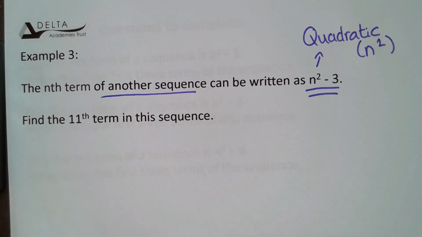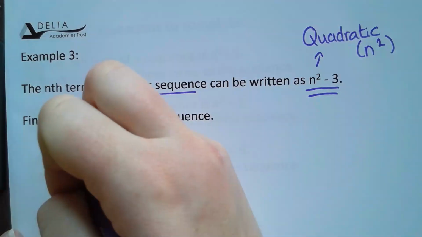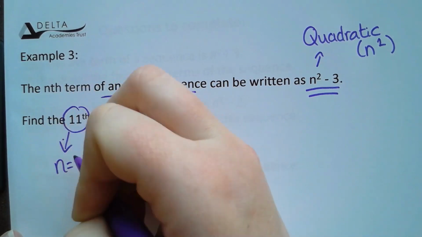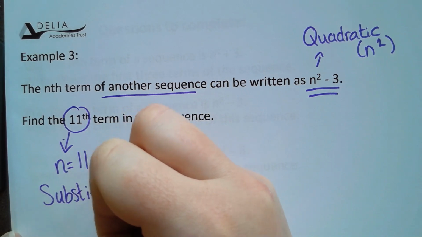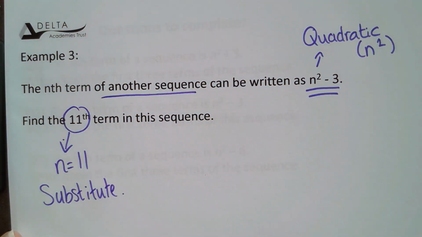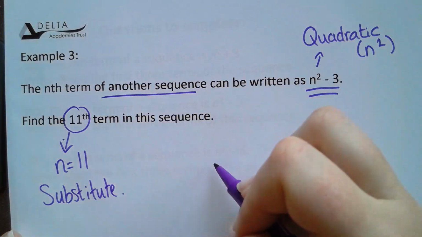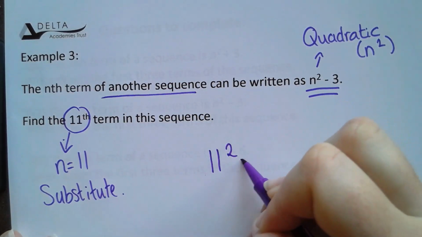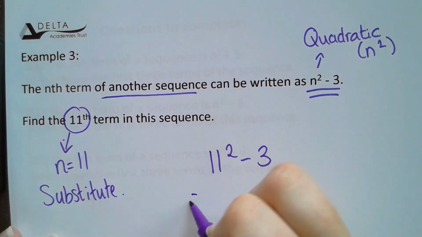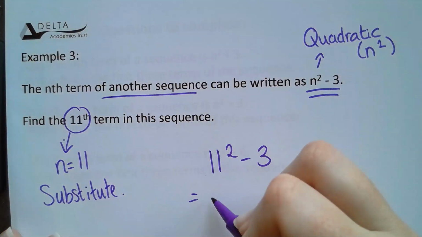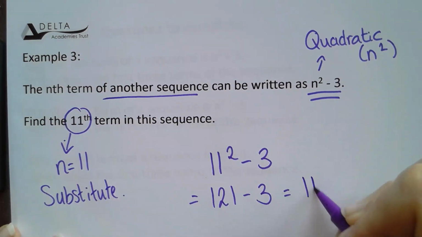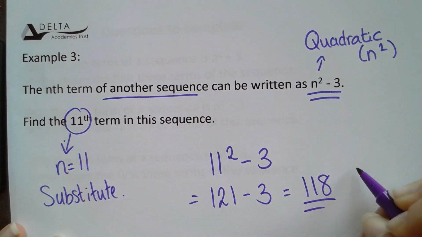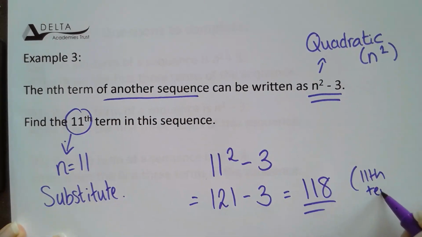So what we're going to do is look at the 11th term. This means that n is equal to 11, and we're going to substitute in like we have previously. So this rule is slightly more complicated than the previous ones, but all we're doing is 11 squared take 3. 11 squared means 11 times 11, so that's 121 take 3, which gets us 118. This is the 11th term.